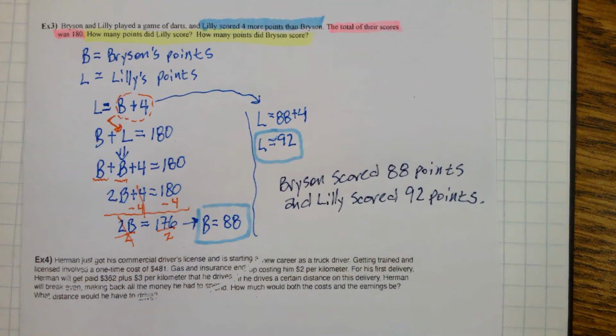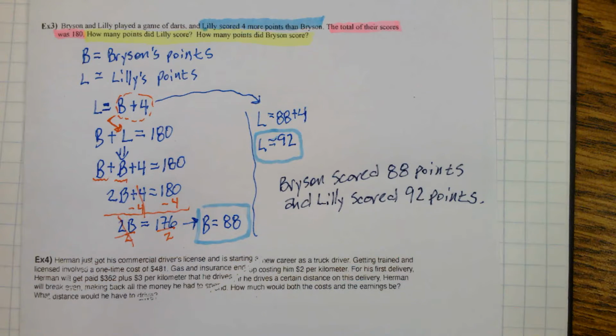So this one says Herman just got his commercial driver's license and is starting a new career as a truck driver. Getting trained and licensed involved a one-time cost of $481. Gas and insurance ended up costing him $2 per kilometer. So there's two types of money amounts involved. There's one involved with getting his license and training, and that's what we just read. So that was $481. And then while he was driving during that time, it cost him about $2 per kilometer.